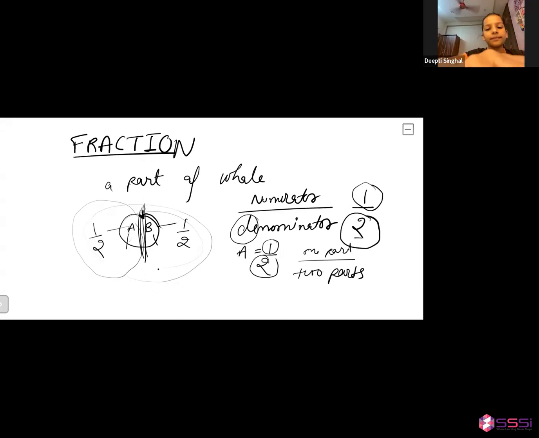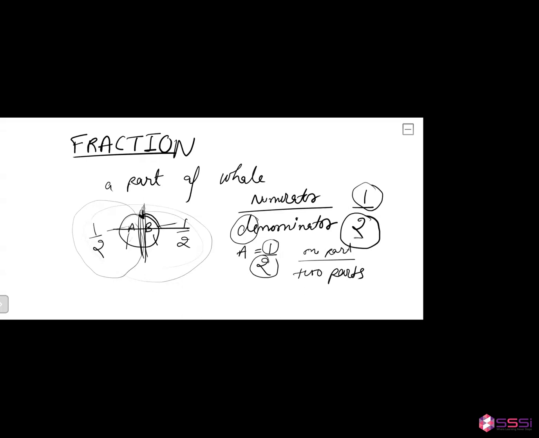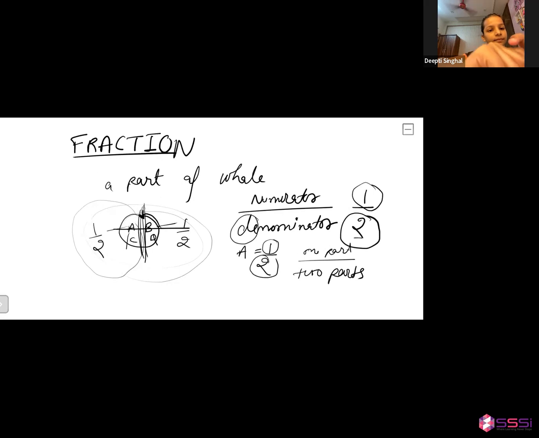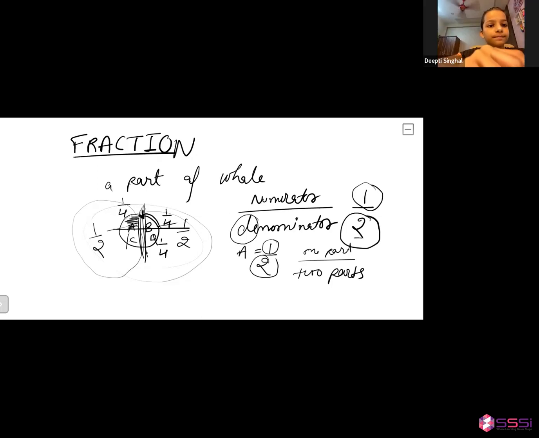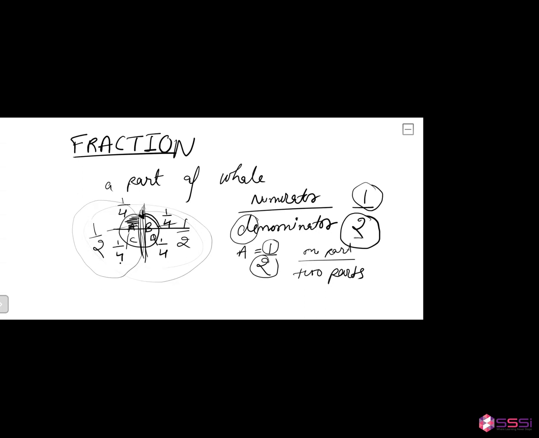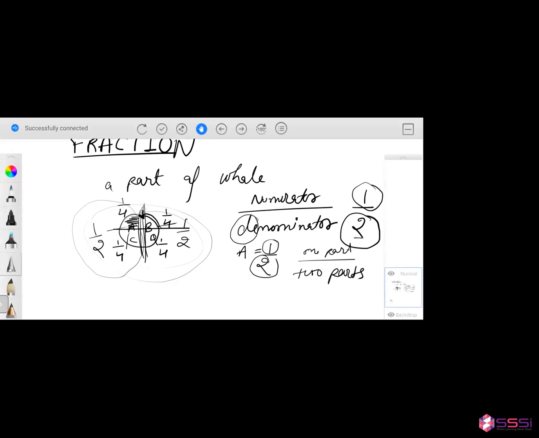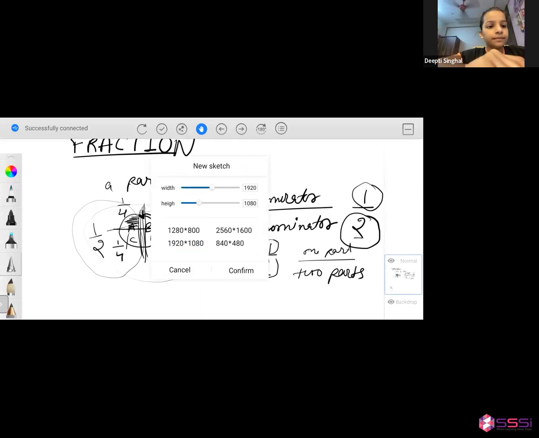1 part out of 2 parts, right? Yes, ma'am. And if we divide it into 4 equal parts, A, B, C, D, then this portion will be 1 divided by 4, 1 by 4. This is 1 by 4, this is 1 by 4, and this is 1 by 4 again. Right?